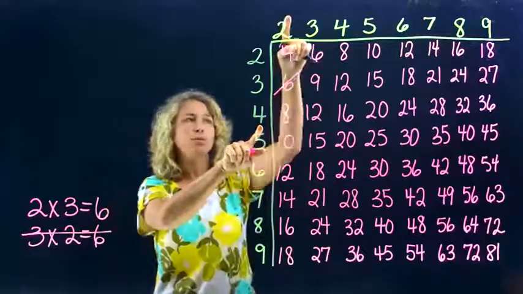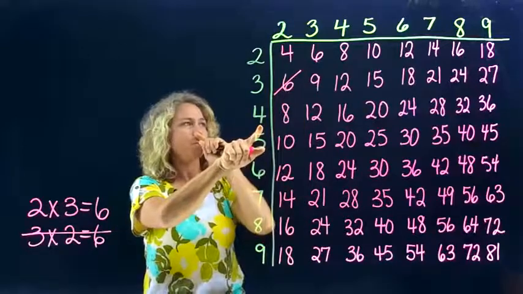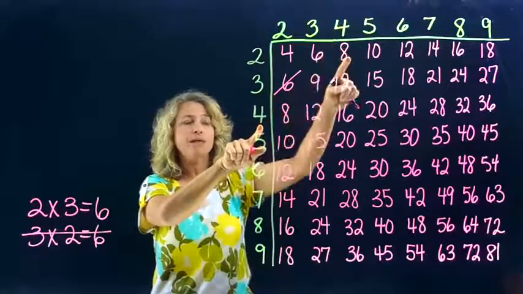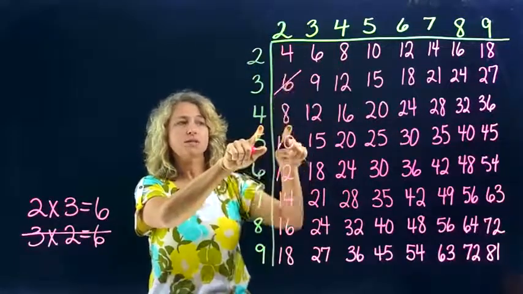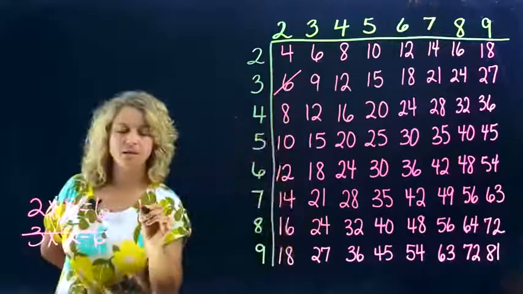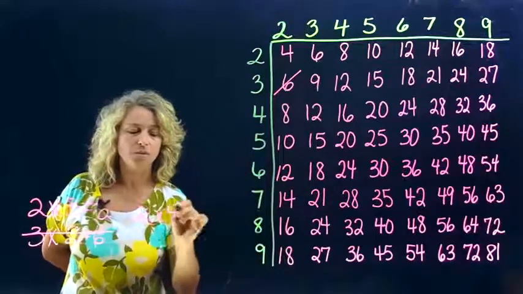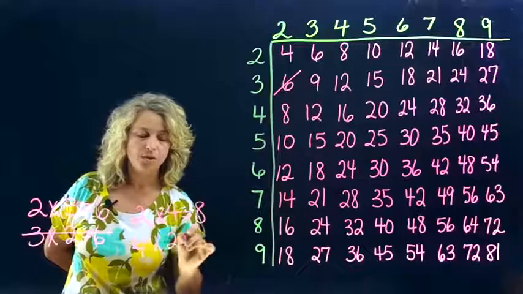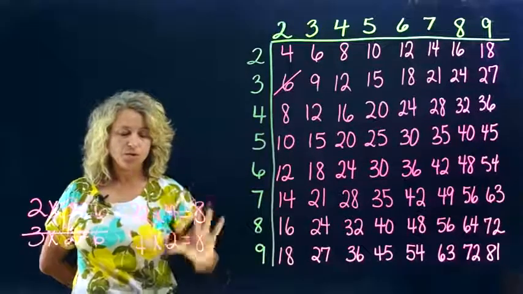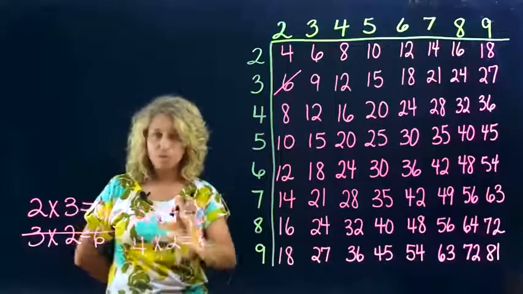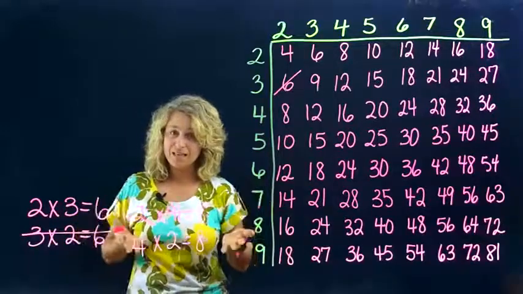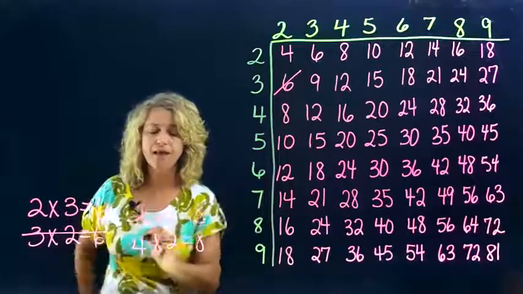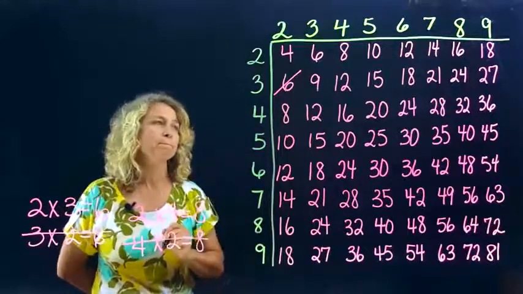4 times 2. Now, we've heard that before. 2 times 4 is 8. 4 times 2 is 8. Let's take a look at that. 2 times 4 equals 8, and 4 times 2 equals 8. Here's another example of the commutative property. Hey, this is easy, isn't it? When the numbers are reversed, we don't need both facts, so let's cross out one.